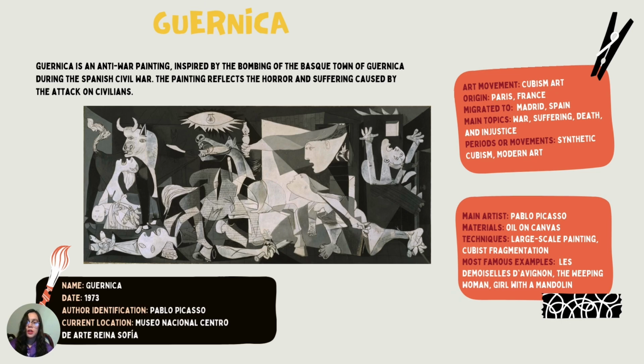The materials used for this painting are oil on canvas, and the techniques are large scale painting and cubist fragmentation. And also, famous examples of paintings by Pablo Picasso are Les Demoiselles d'Avignon, The Weeping Woman, and The Girl with a Mandolin.